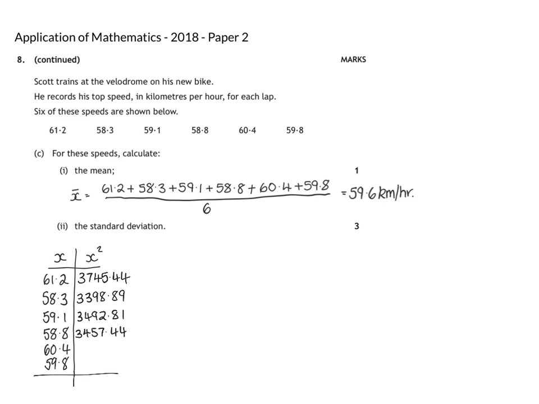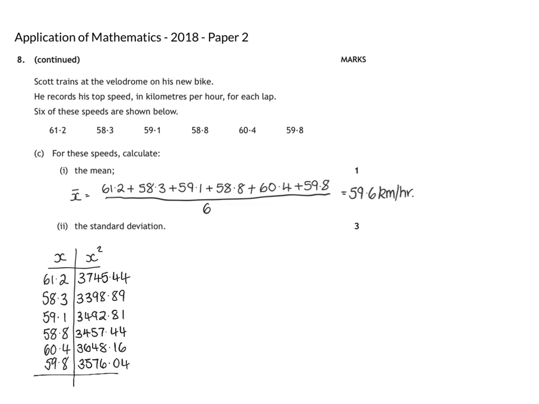60.4 squared, we get 3,648.16. Well, it's not pounds. Don't know where that came from. Just been doing a lot of questions with money. And then our last one is 3,576.04. So we need to add these all up.